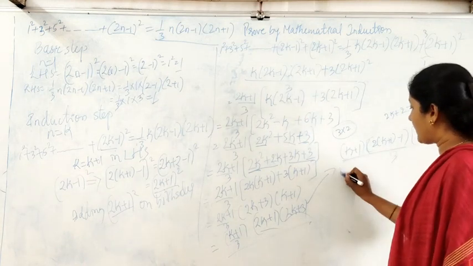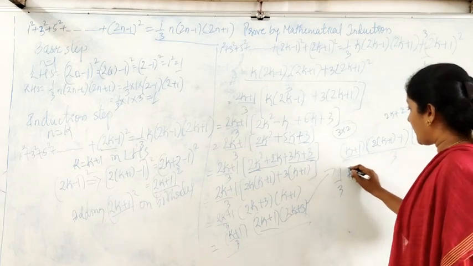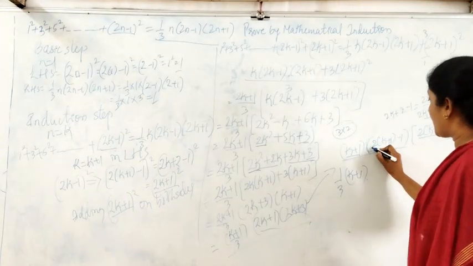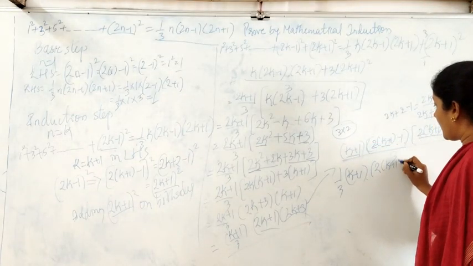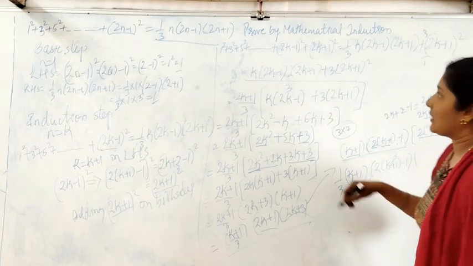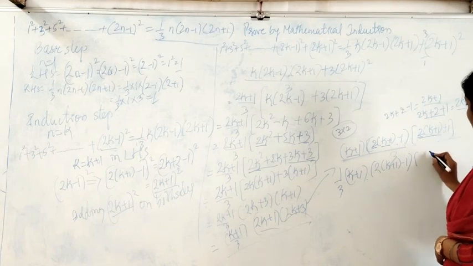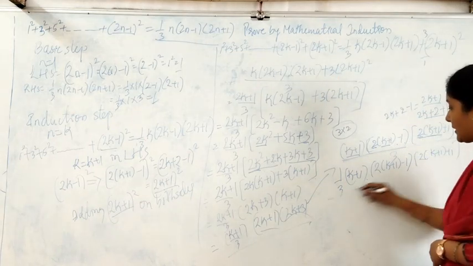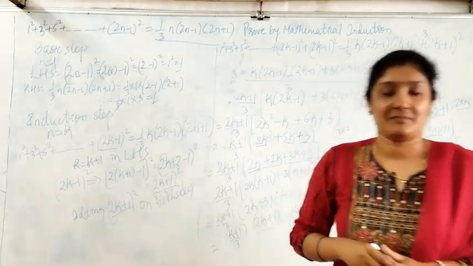Now, compare this with your proof. So, 1 by 3, yes, 1 by 3, n is nothing but k plus 1. Next, 2n minus 1. So, 2n minus 1. 2 into (n minus 1). Next, 2n plus 1. That is 2 into (n plus 1). So, this is the proof of mathematical induction.